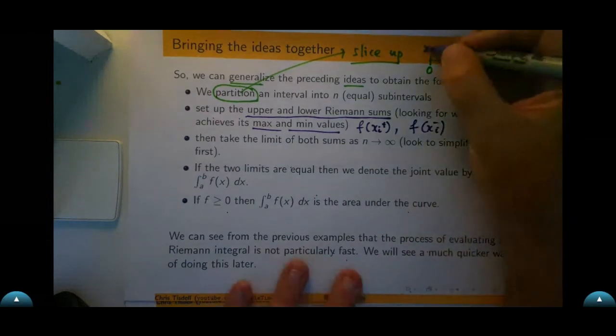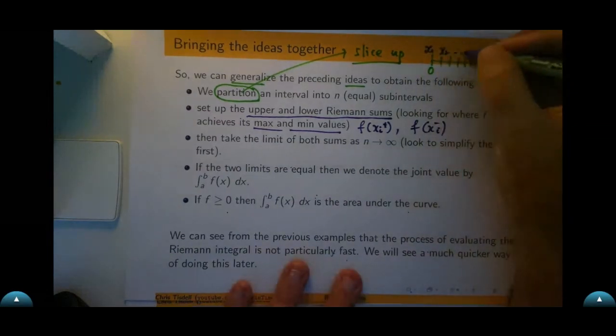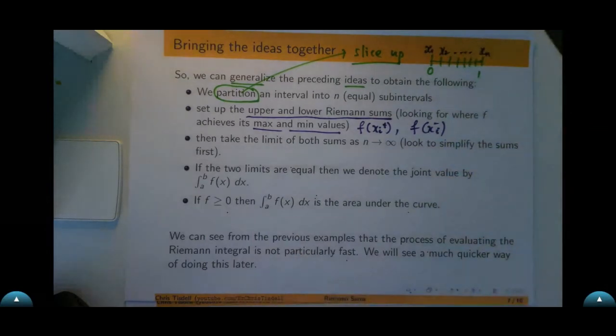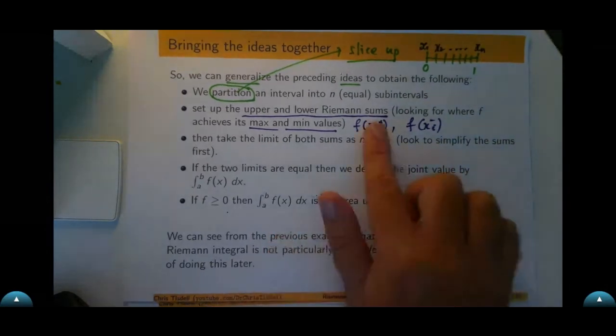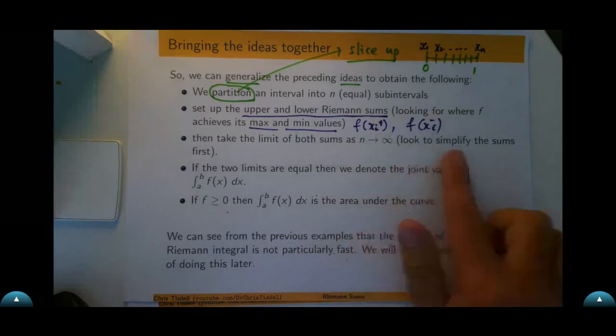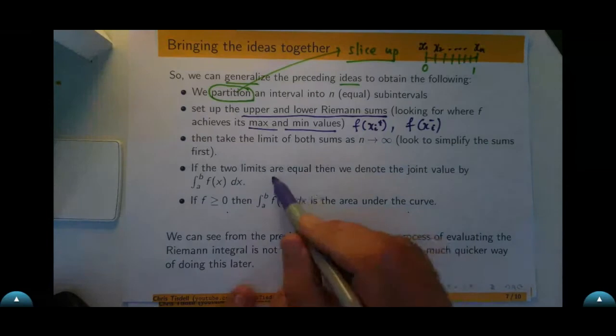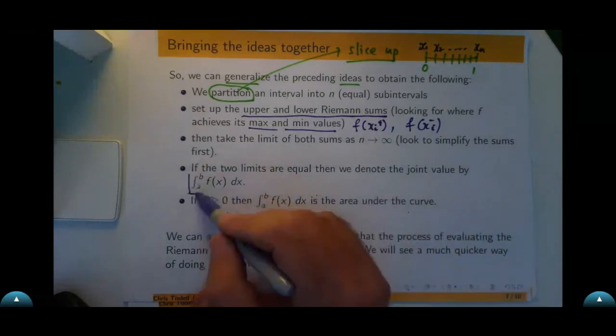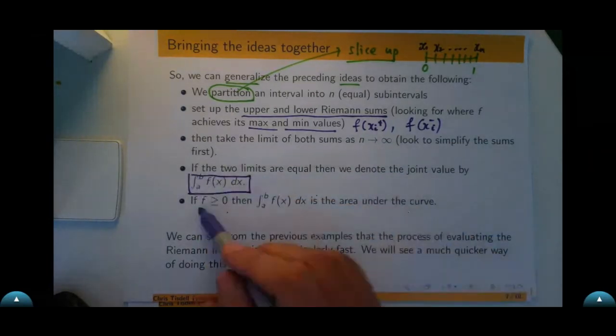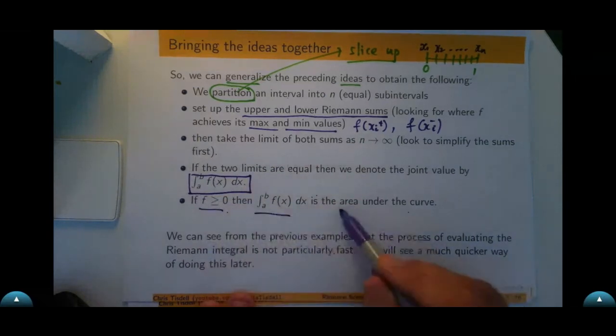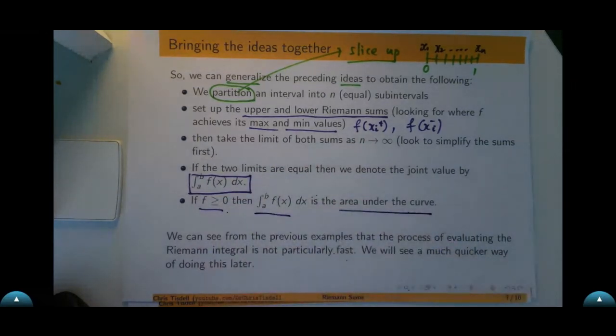All right, so this one would be x1, x2, and so on up to xn. Once you have those, you simplify the sums and then take the limit. If the two limits are equal, then we denote the joint value by this thing. And if the function is non-negative, then you can talk about the area under the curve. Now, it's a slow, painful way of doing it. Yeah, it's pretty painful.